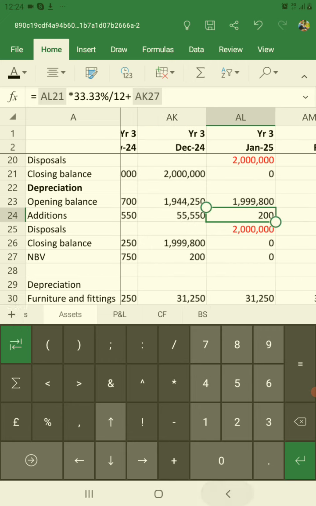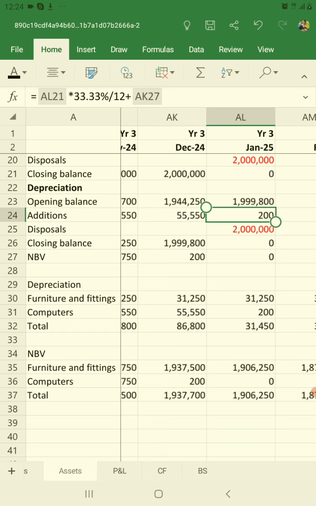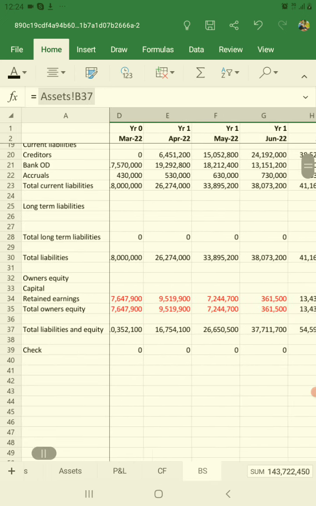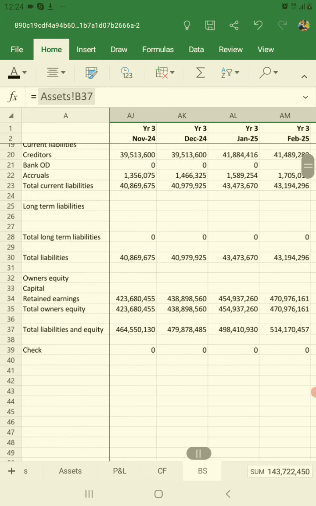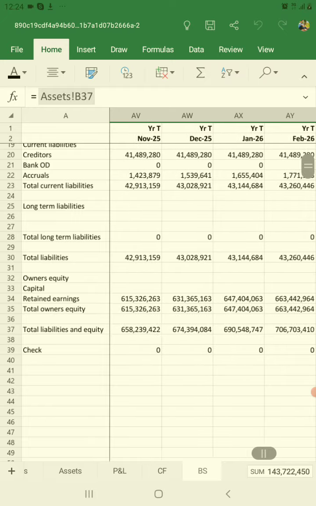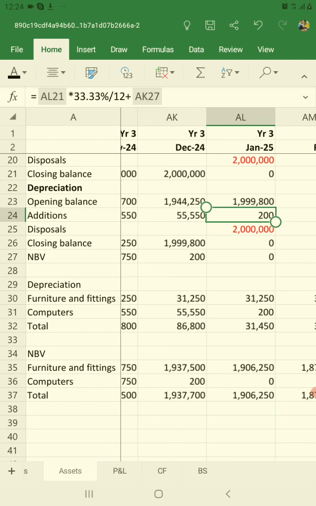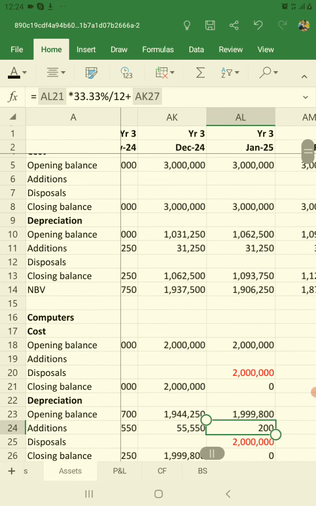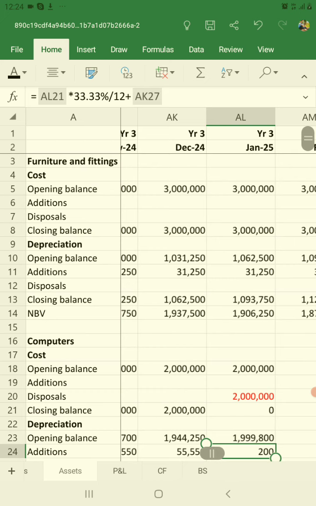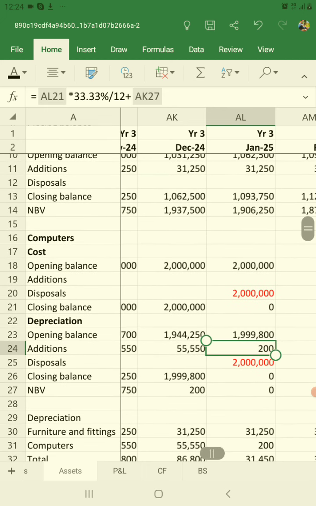disposal. And if I go to balance sheet, let me see my balance sheet for the check here. It is balanced throughout. So we are done. But let us come back again here. We have disposed the old computer, that is 2 million. Now we need to buy a new one for the shop manager because we are disposing the old one.